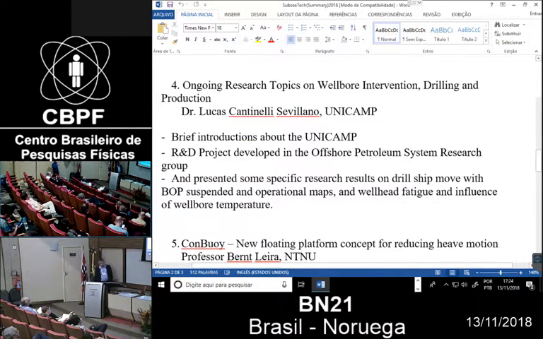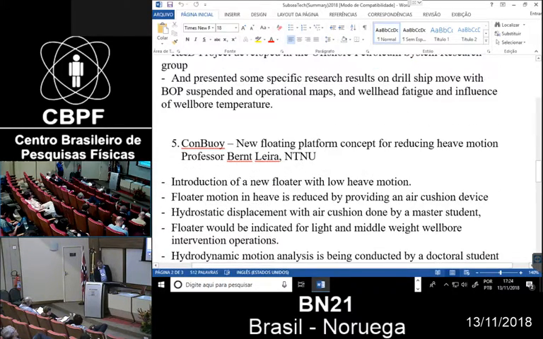Then there was a presentation by Unicamp, ongoing research topics on wellbore intervention, drilling and production. And he talked about projects ongoing at Unicamp, presented some specific research results on drill ship movement with BOP suspended in operation, and also the problem with wellhead fatigue and the influence of wellbore temperature.